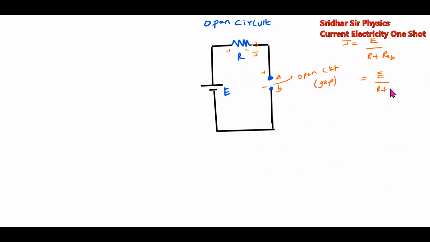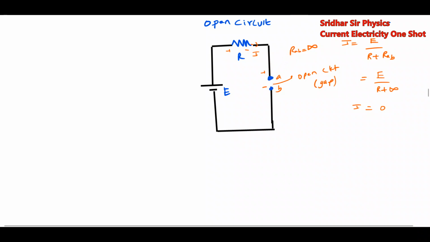E by R plus infinity. What is R_AB? Because the resistance of air, we are going to assume it to be several 100 megaohms, so we will consider it to be infinity. Then this will become zero. No current flows. So across the open circuit, there won't be any flow of current. This is very, very important for us.